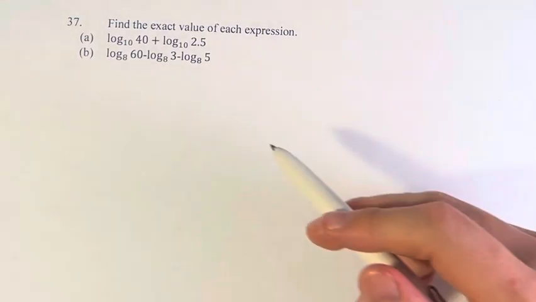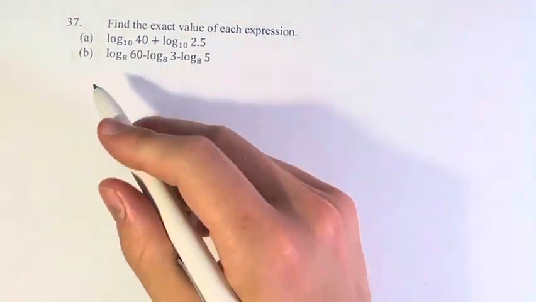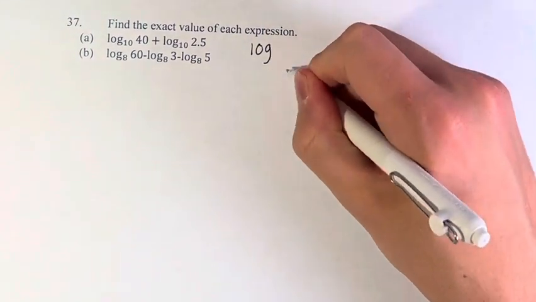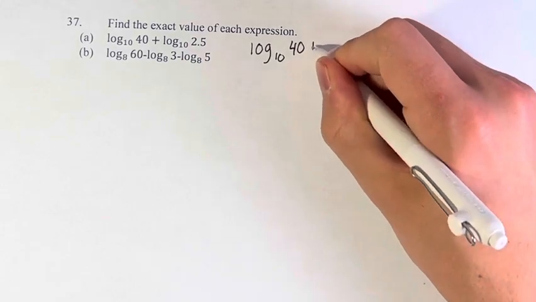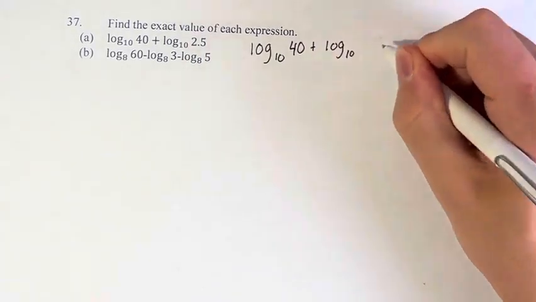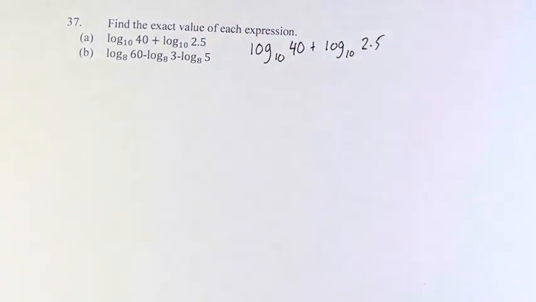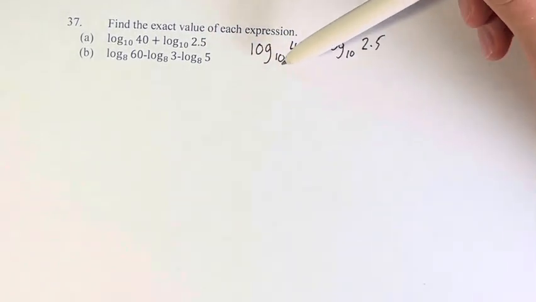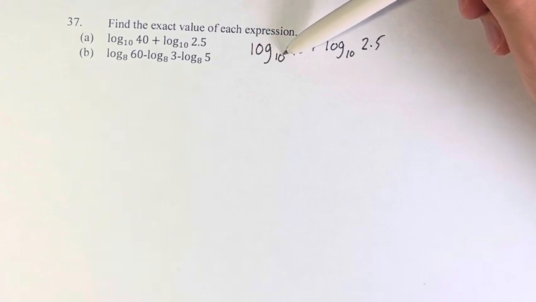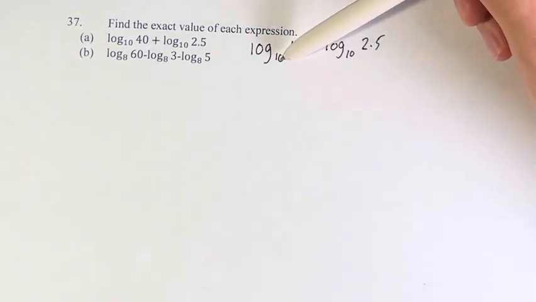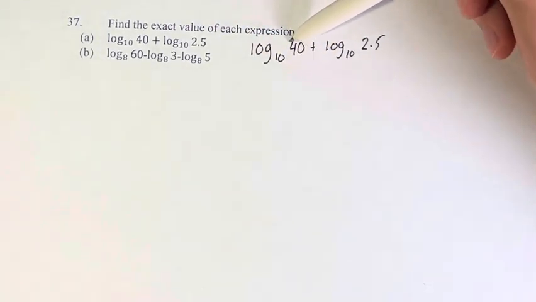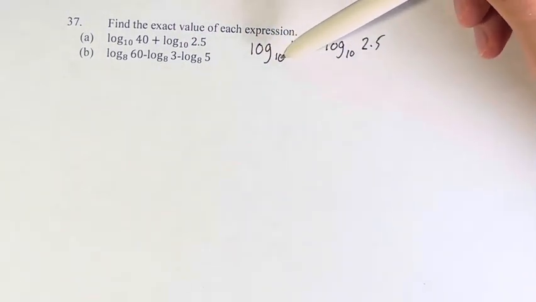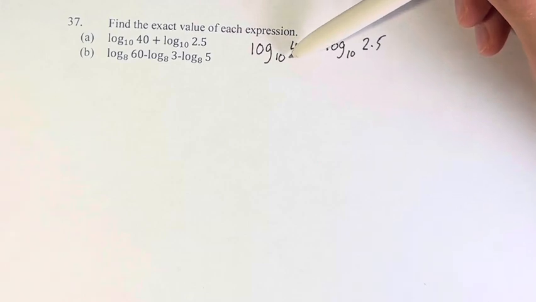In this problem, we're asked to find the exact value of each expression, starting with log base 10 of 40 plus log base 10 of 2.5. So in solving logarithms, typically you want to have 10 to some power, or whatever the base is, to some power equals the value that the log is taking on. And it doesn't seem obvious here what value 10 would have to be raised to equal 40.